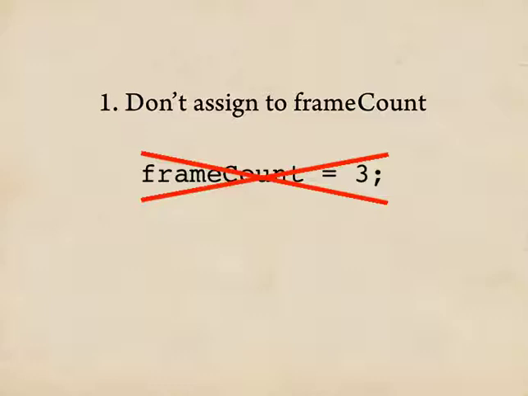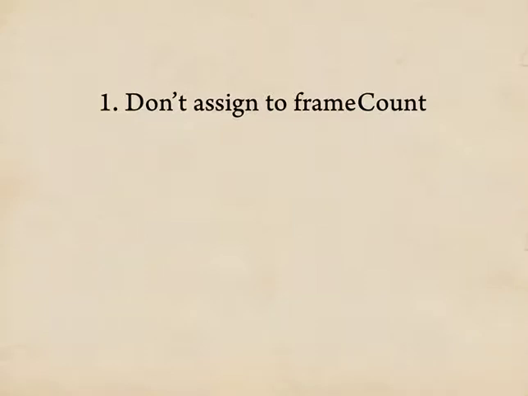Processing thinks of frame count as a number that starts at 0 and goes up by 1 for every frame it draws as long as your program is running. You should never stick a value into frame count. We will later see ways of creating loops and doing all of those other things, but never put a value into frame count. And surprisingly, Processing lets you do it, but you're just asking for trouble.